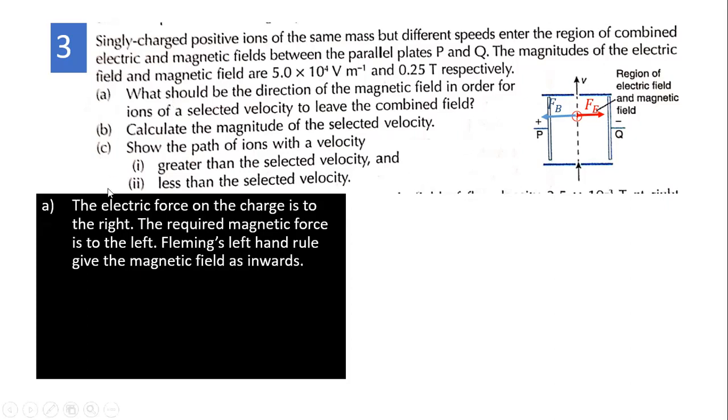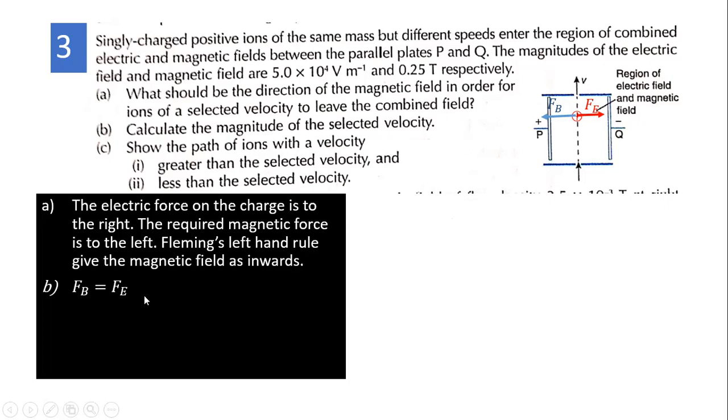Right, first determine the electric force. Positive and positive will repel, that's why you get the electric force. So the magnetic force is to the left. After that, use Fleming's left-hand rule to give the magnetic field as inverse. Correct. And the next part is just use your magnetic force equals to electric force.